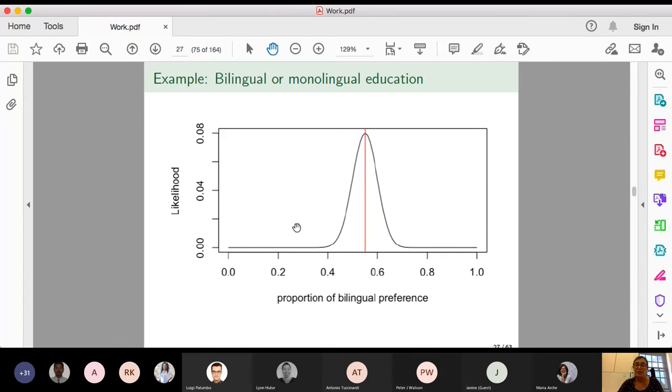Remember that we got 55 parents who said they prefer the bilingual education. So what you see on the slide is the likelihood function. Here in the vertical axis, I'm measuring the likelihood, how likely is the proportion of bilingual preference given the evidence that we had. And what we are trying to see here is what is the most likely value for this proportion given the data that we have. The likelihood is measured in the vertical axis. So this function is maximum here. And the value of the proportion that maximizes this function is exactly 0.55, which is the estimator that we got before, the sample proportion.